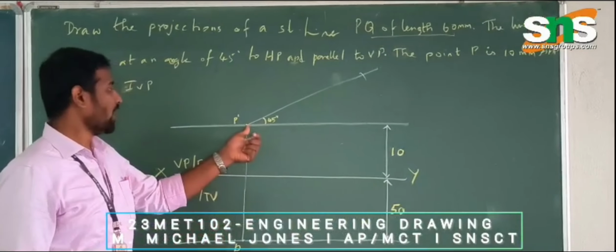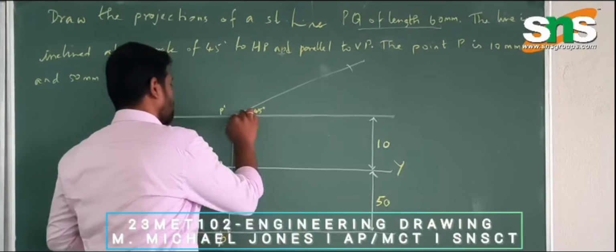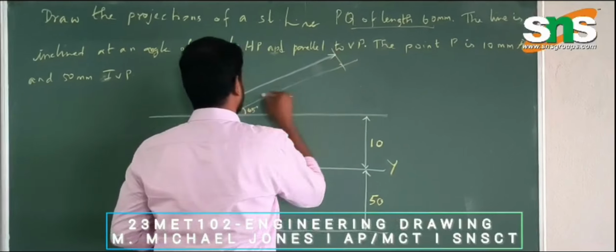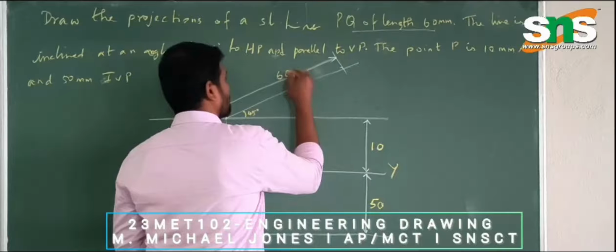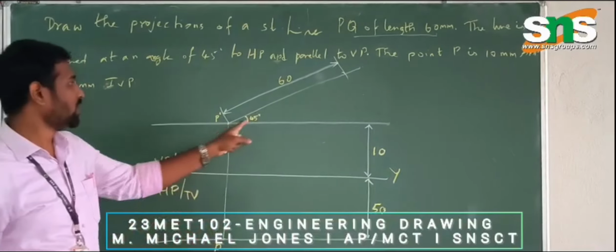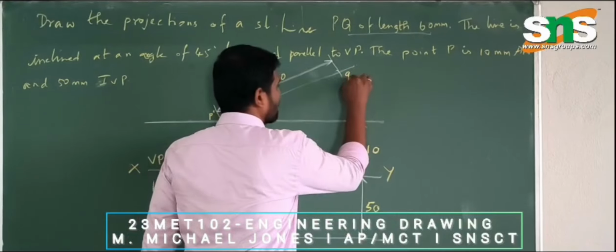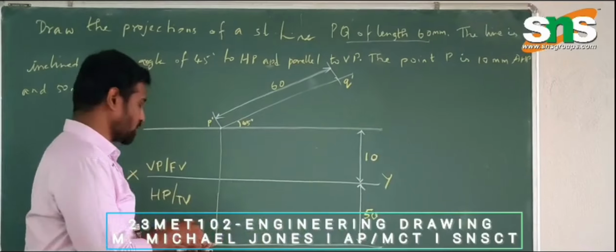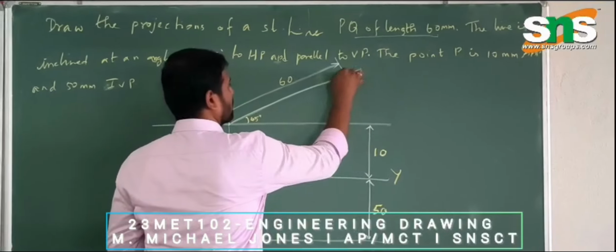Through the compass, I will place one end here and the other end will be 60 mm, this dimension. It is 60. So this intersection point will be my Q dash. Okay, so the front view P dash Q dash is drawn here, and I will draw it with my hex.